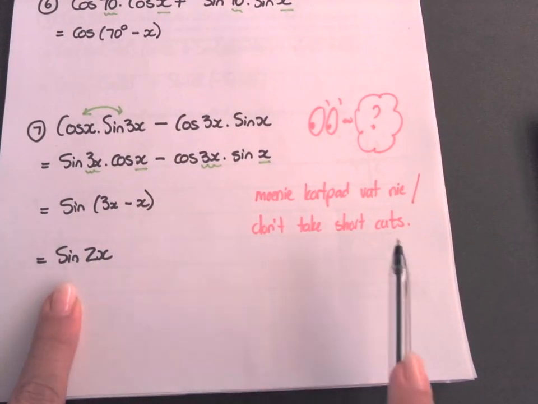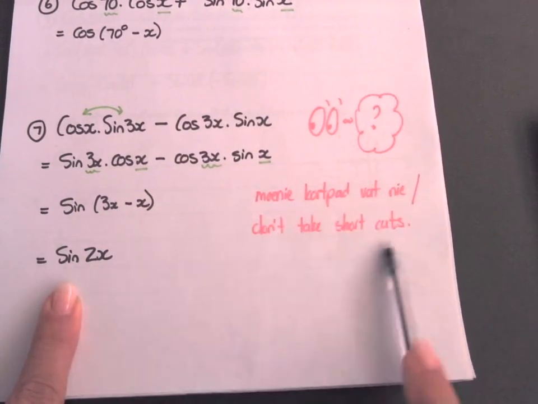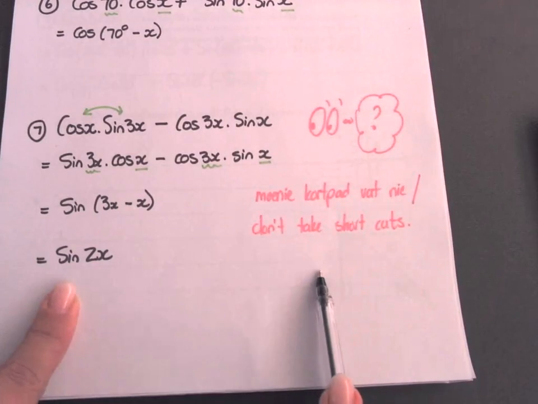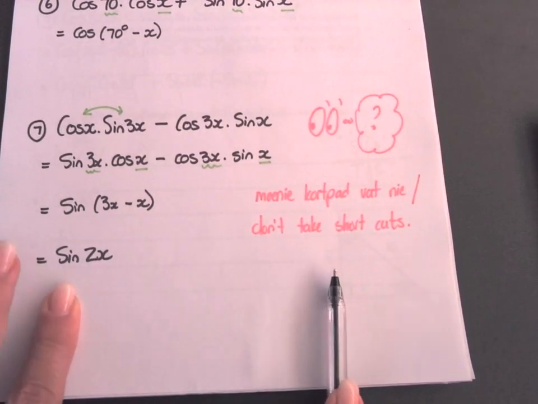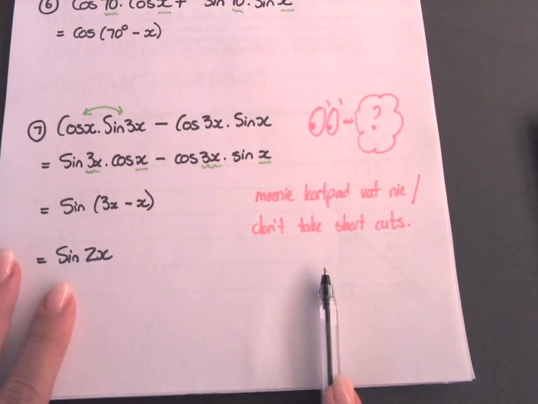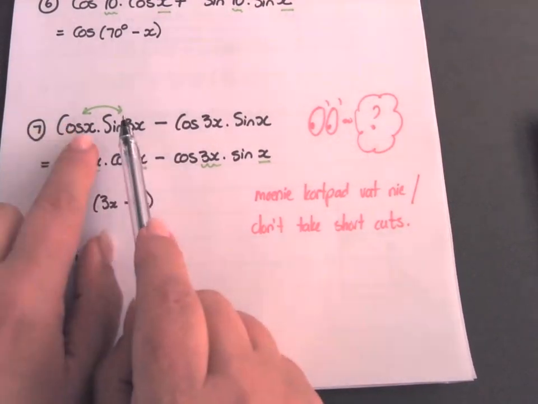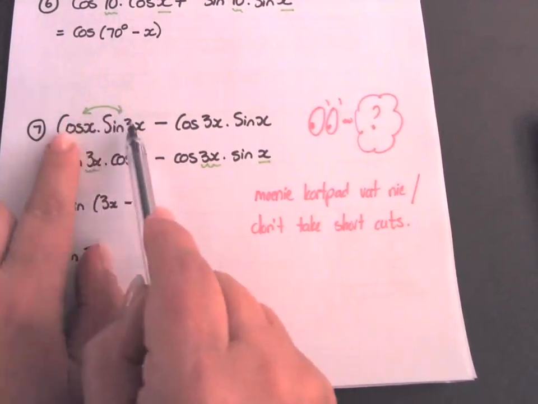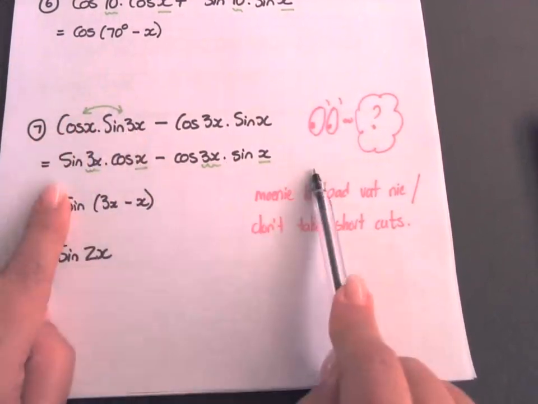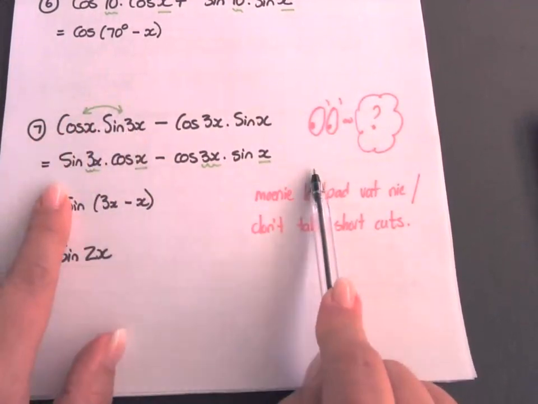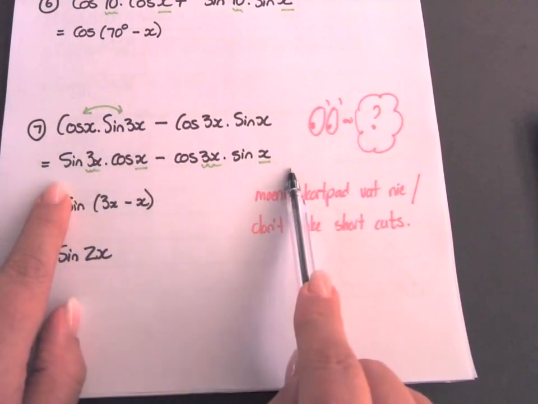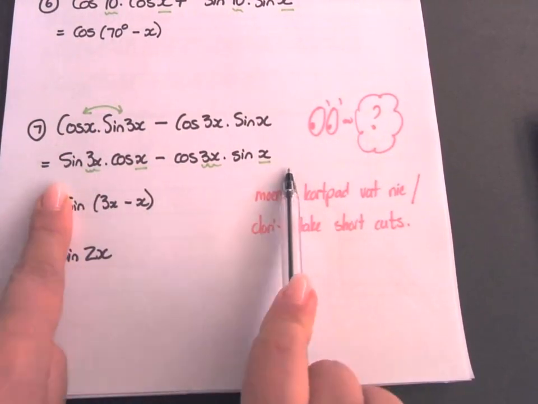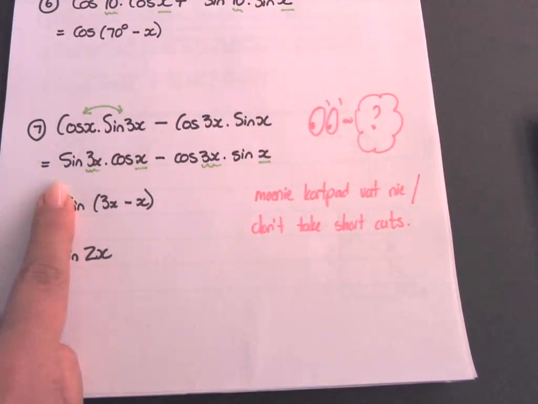Okay, the big tip, don't take shortcuts. If you can see that these two need to change, write it down. Don't skip this step. Otherwise, you'll get confused. You'll see at the last example. If you take shortcuts, you'll get confused.